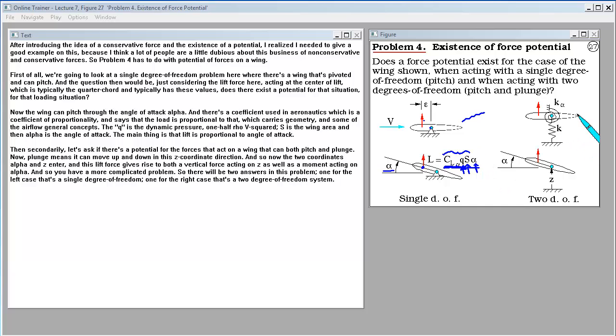Then secondarily, let's ask if there's a potential for the forces that act on a wing that can both pitch and plunge. Now plunge means it can move up and down in this z coordinate direction. And so now the two coordinates alpha and z enter, and this lift force gives rise to both a vertical force acting on z as well as a moment acting on alpha. And so you have a more complicated problem. So there will be two answers in this problem. One for the left case, it's a single degree of freedom. One for the right case, that's a 2 degree of freedom system.